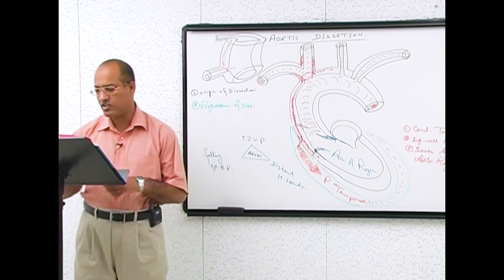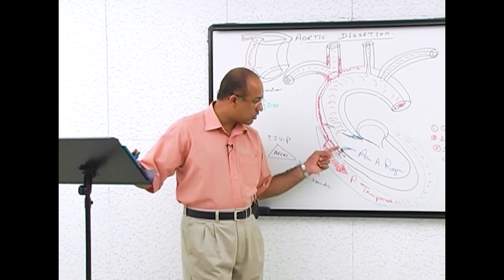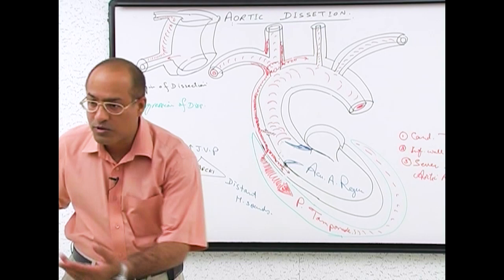Then, of course, the dissection can rupture outward. Not only can it rupture into the pericardium causing cardiac tamponade, maybe it starts distally and ruptures into the pleural cavity, or in the abdomen it may rupture into the peritoneal cavity. So, three cavities.